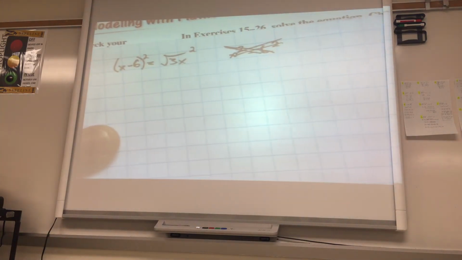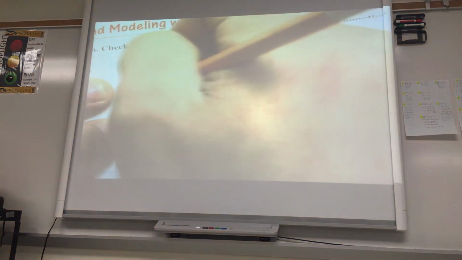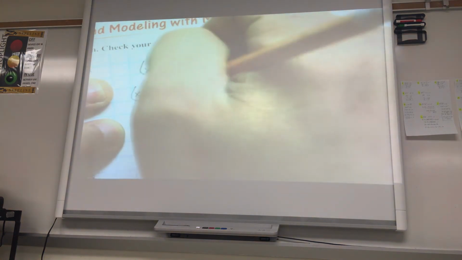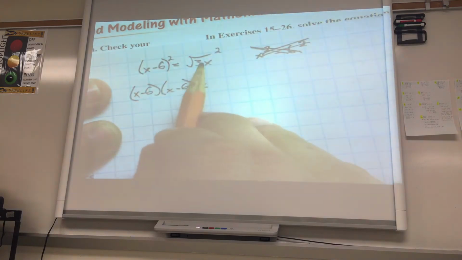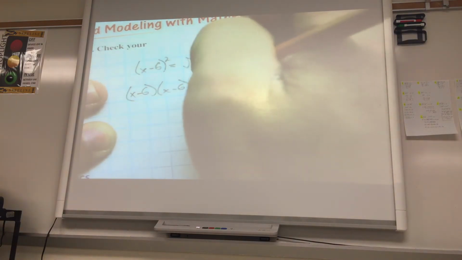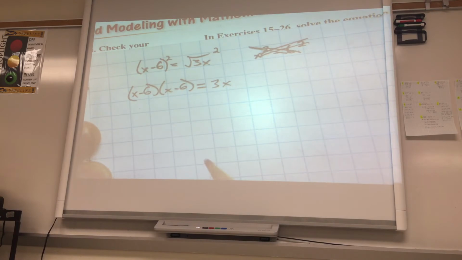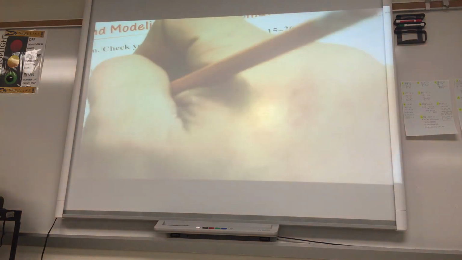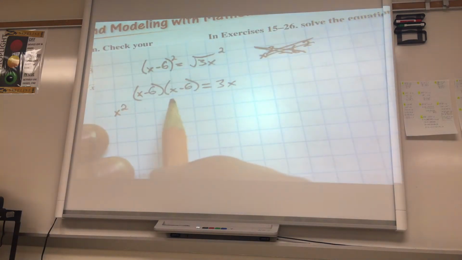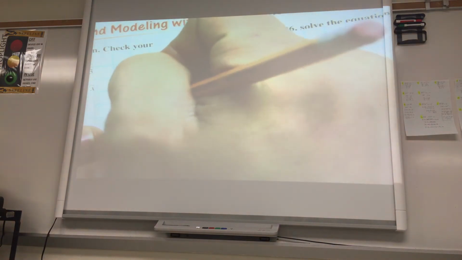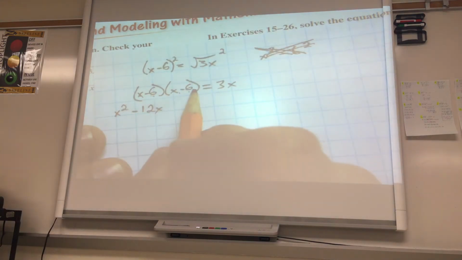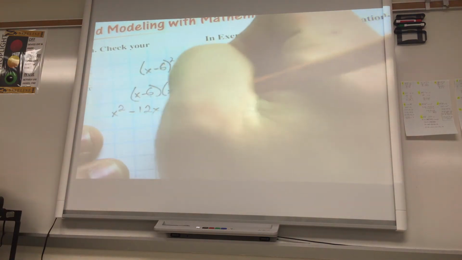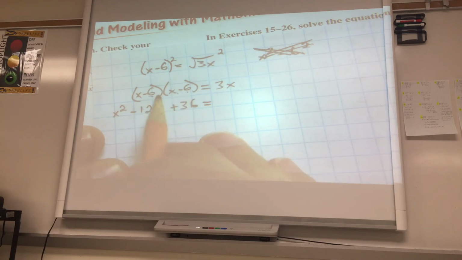So what you're actually doing is x minus 6 times x minus 6 equals the square root of 3x squared, which is just 3x. Okay, so remember, we started off with a first degree function. Now all of a sudden we're about to get into second degree functions because x times x is going to be x squared. Okay? X times negative 6 and negative 6 times x is going to be negative 12x. Negative 6 times negative 6 is positive 36. So you actually have to distribute this out.